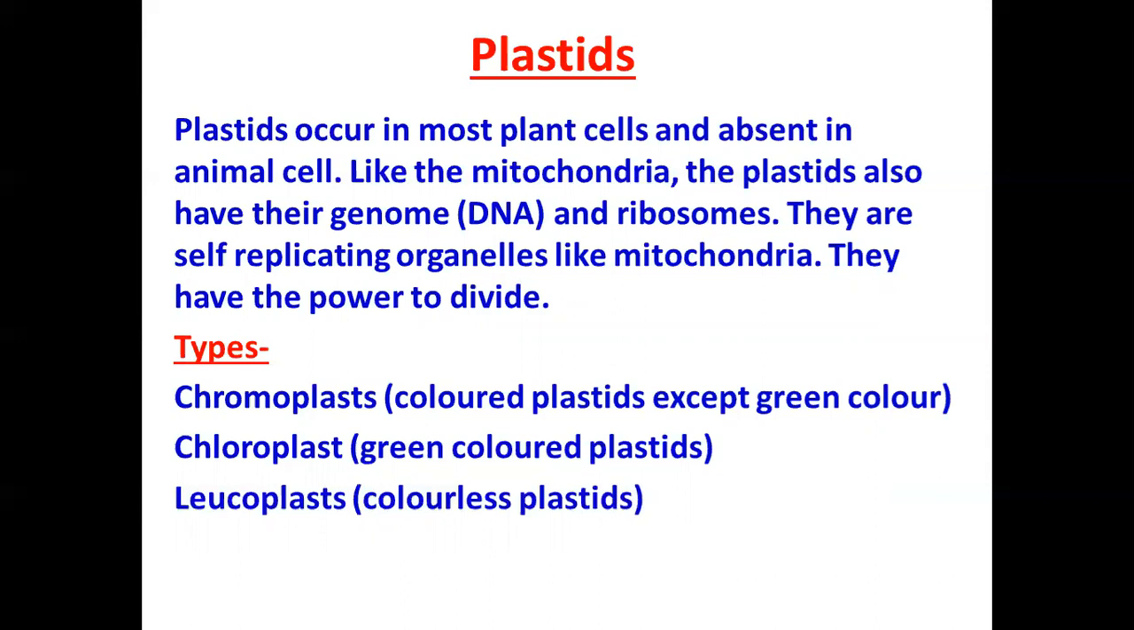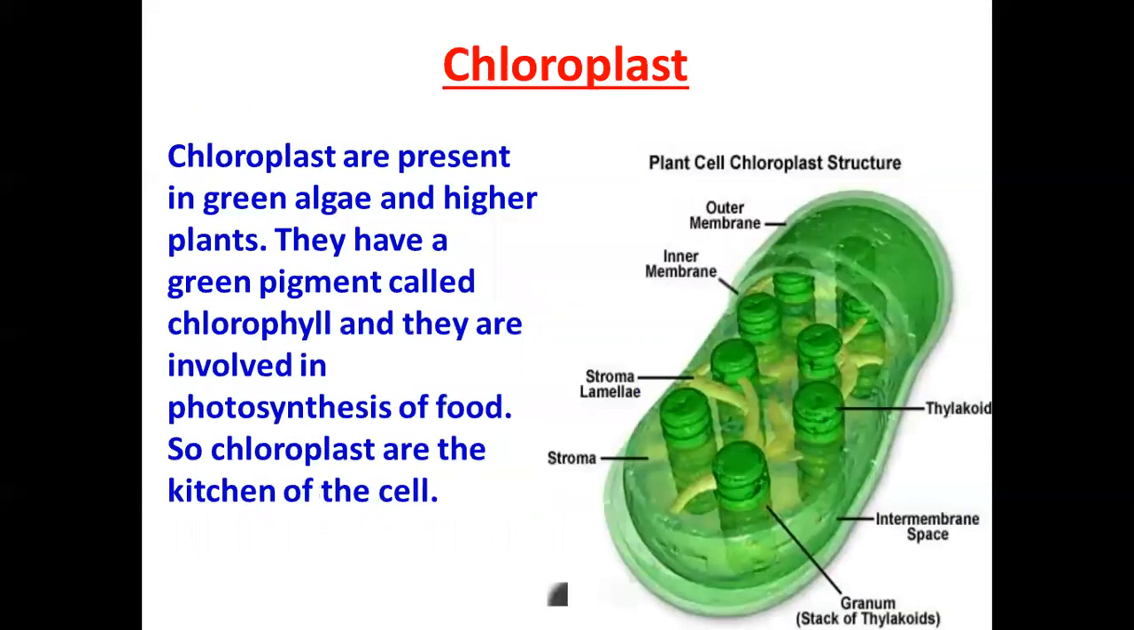First is chromoplast, that is colored plastid, except green color. Then chloroplast, green colored plastid. Leucoplast, the colorless plastids. So these are the three different types of plastids. The major one which we have to study is chloroplast. Now what is this chloroplast?